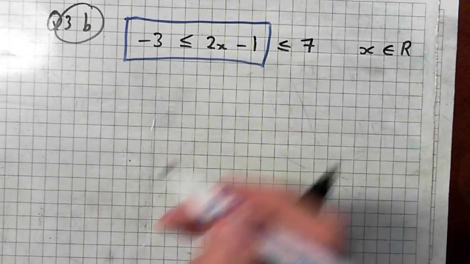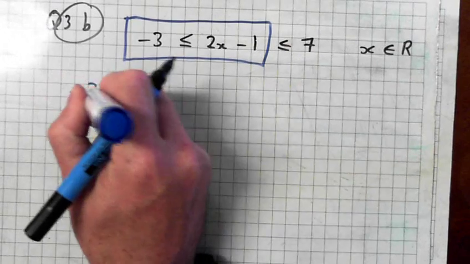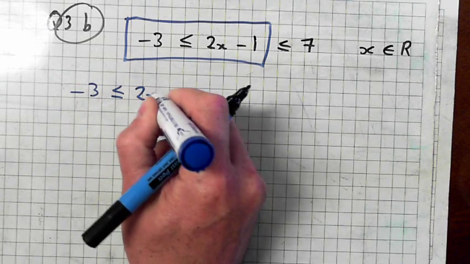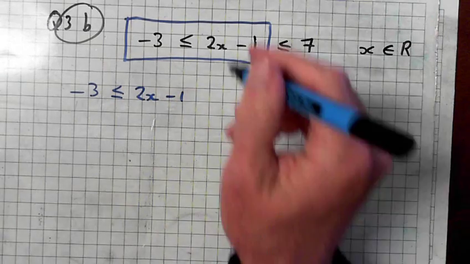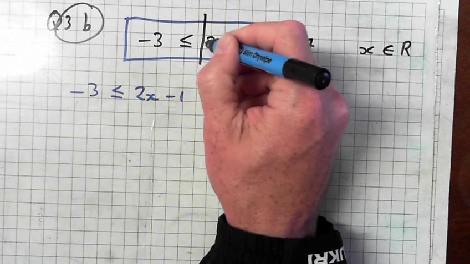The blue rectangle goes there, so we'll write that down. Minus 3 less than or equal to 2x minus 1. Now the other one is this one here. From this sign to the right of it.